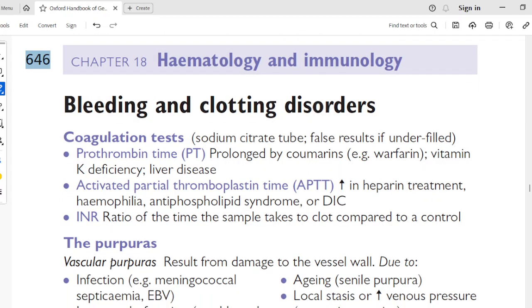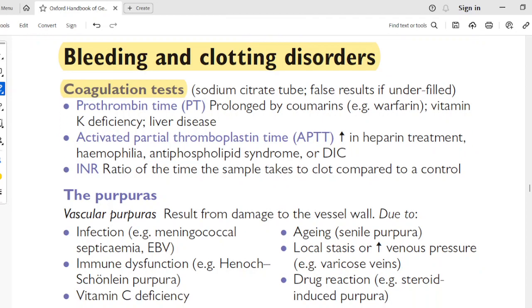Page number 646, bleeding and clotting disorders. Coagulation tests: sodium citrate tube, with false results if underfilled. So the sample should be collected in sodium citrate tubes, and false results are obtained if the tube is underfilled.